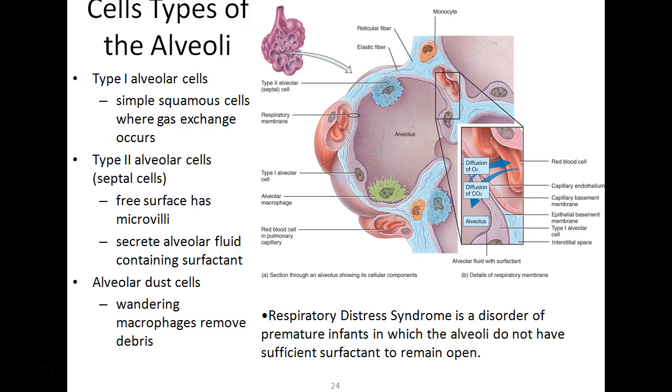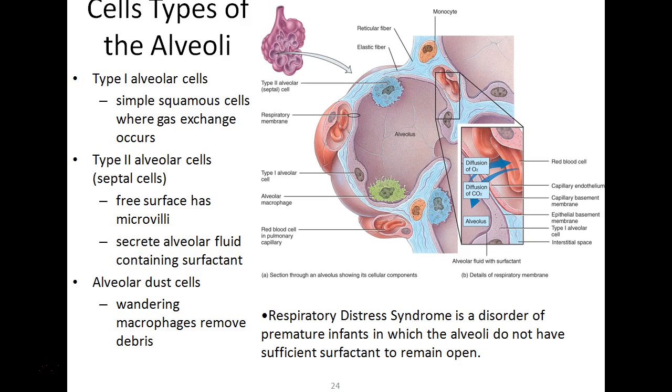Take, for example, a short homeostatic imbalance, a respiratory distress syndrome. That's a disorder of premature infants, and that's where the alveoli do not have enough surfactant to remain open. Again, this is happening with premature infants.